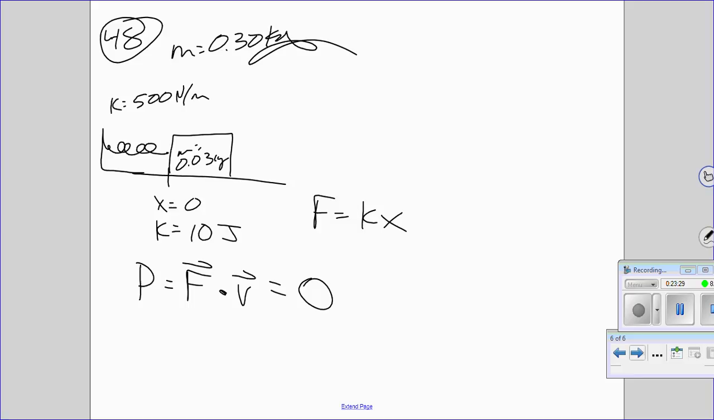Okay, so that's part A. Part B, at what rate is the spring doing work on the ladle when the spring is compressed 0.1 meters and the ladle is moving away from the equilibrium position? Okay, so let me do this. Oh, that's not what I want to do.